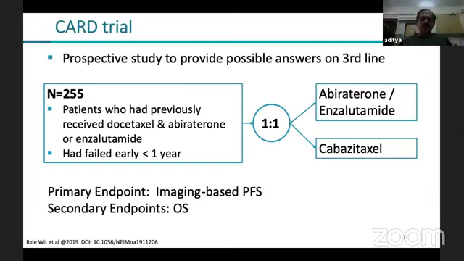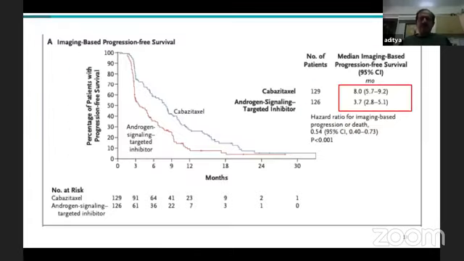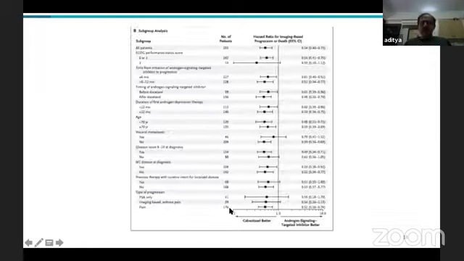And what was looked at was the imaging-based progression-free survival. So was there any more progression on the bone scans or the PSMA PETs? And the secondary endpoint was overall survival. And these are the curves. As you can see, the PFS was significantly better, separating fairly early in the study on the cabazitaxel arm compared to the Abi-Enza arm. And these are the results.